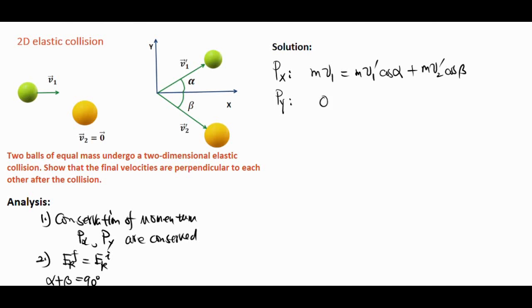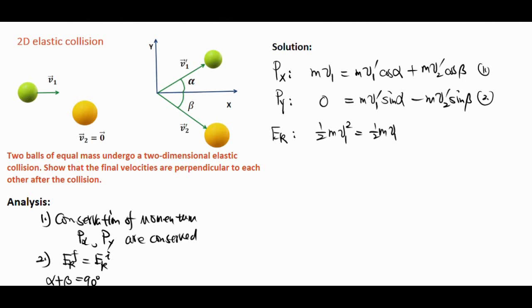So it's just 0 equal to, for ball 1, it has a positive component. Ball 2 has a negative y component. So this is equation 1, equation 2. Consider kinetic energy. Before and after, the value should be equal. Before collision, only ball 1 moves. And then after, both balls are moving. So this is equation 3.